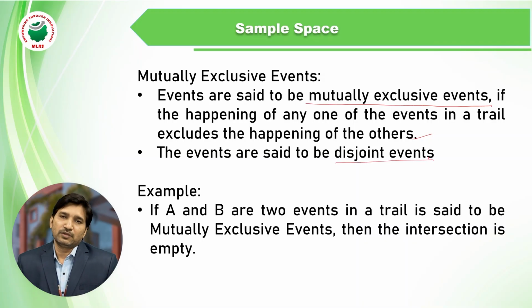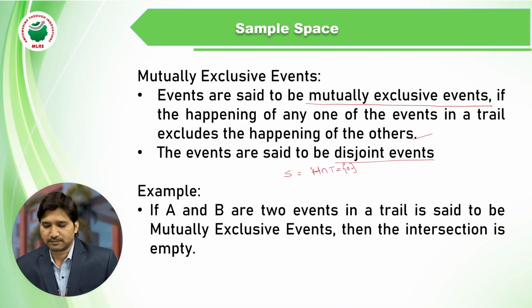For example, you can take H and T in a set S equal to {head, tail}, which are mutually exclusive events. That is, the intersection of head and tail is the null set. The intersection of H and T is a null set. That is disjoint sets. You can also write it mathematically as phi.